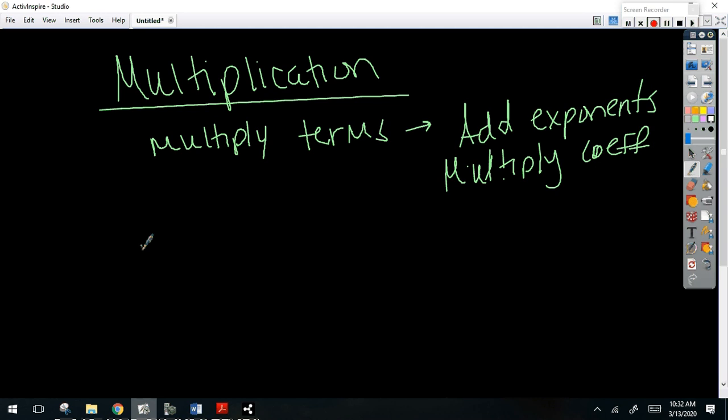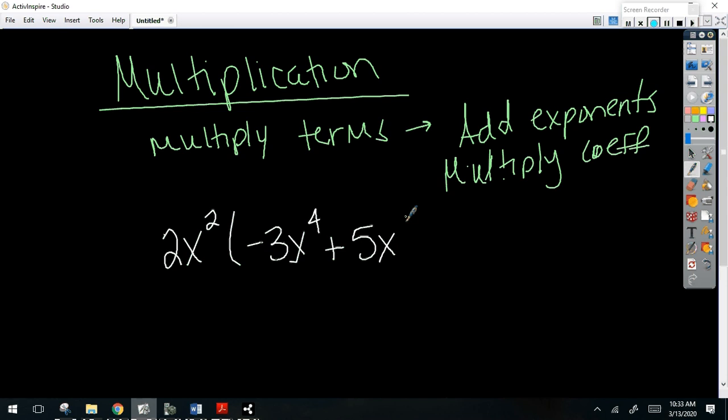Just to show you how we do this, let's say I have 2x squared times 3x to the 4th, plus 7x to the 3rd, plus another x to the 7th power, minus 76x to the 27th power. Okay, that's enough.